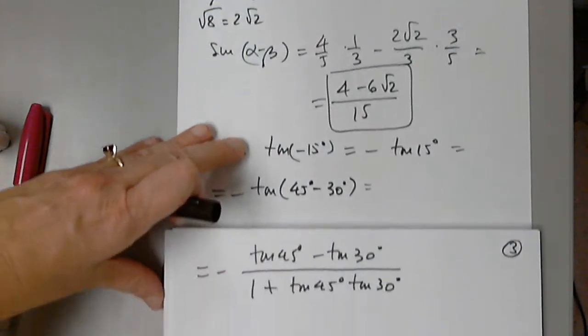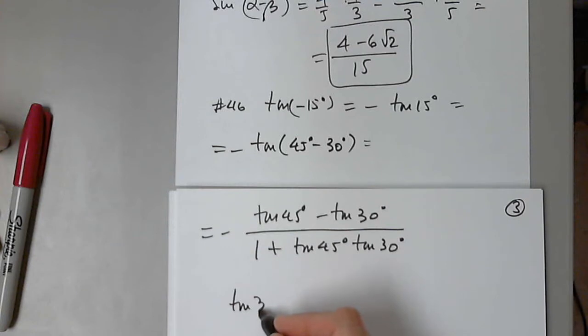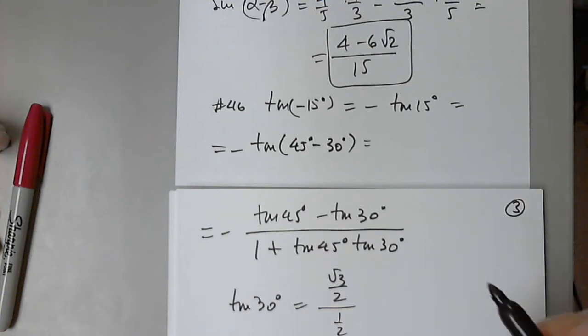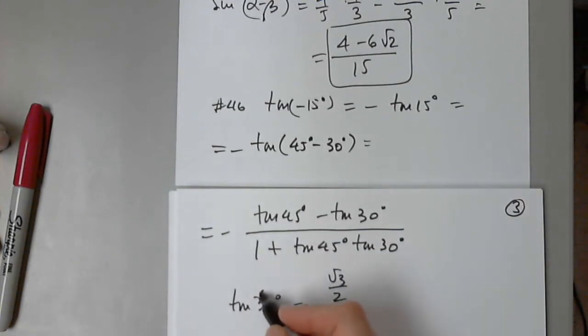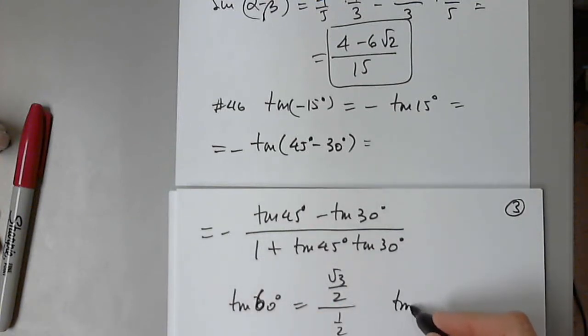So let's write both. For tangent 60 degrees, you know it is the square root of 3 over 2 over 1/2. I meant to write the opposite, of course, 60 degrees. So the tangent for 30 degrees is 1/2 over the square root of 3 over 2. Now when you simplify this one, this is always nice: the square root of 3.